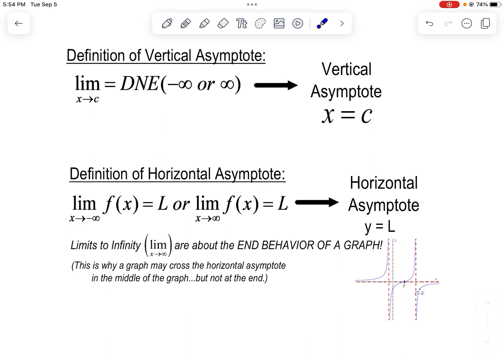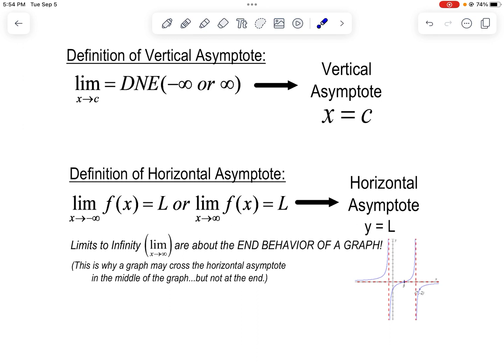All right, so the definition of a vertical asymptote is when the limit does not exist, when the limit's going to infinity or negative infinity. And the definition of a horizontal asymptote is when the limit approaches negative infinity or infinity, then you're approaching a certain number L. So a little side note, limits to infinity are about the end behavior of the graph.